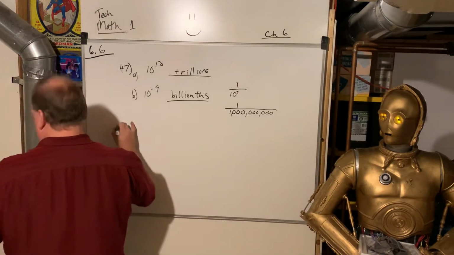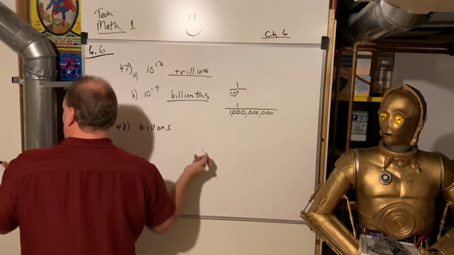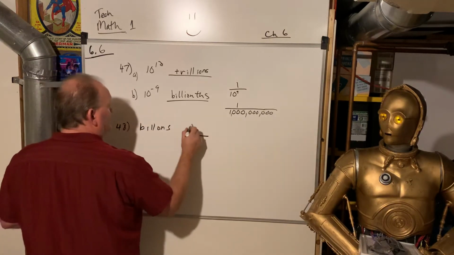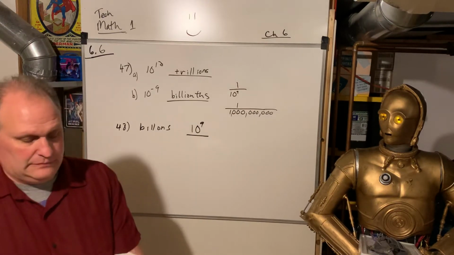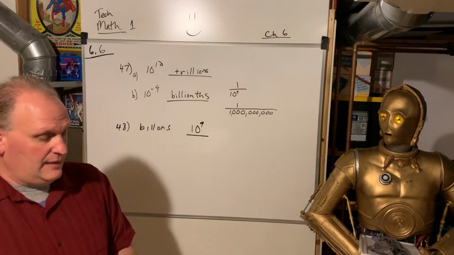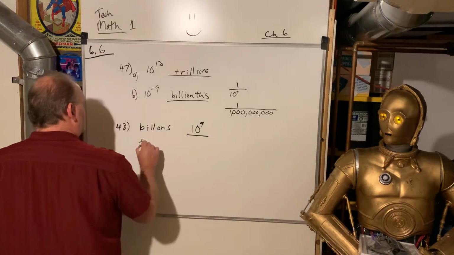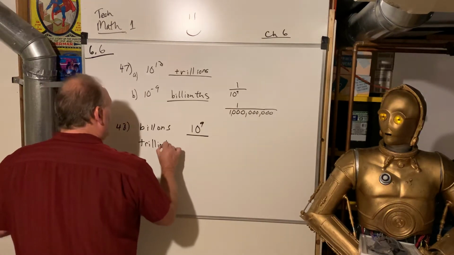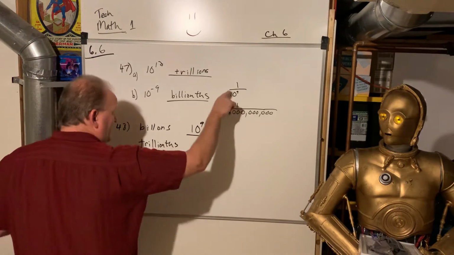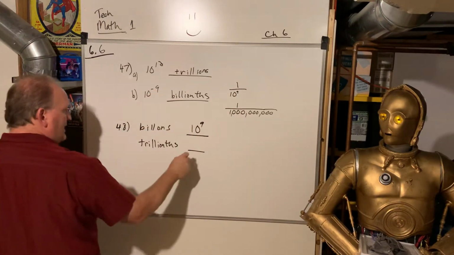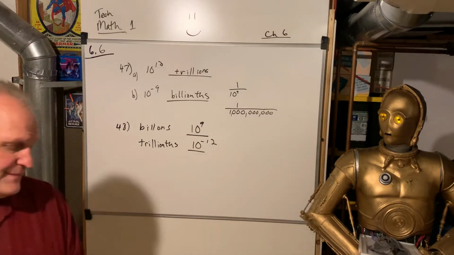Okay, so then we got 48. Billions would be 10 to what power? That would be 10 to the 9th power would be billions, right? And then trillionths. That means they want it on the bottom. So trillions would be 10 to the 12th. But if we want it on the bottom, remember negative exponents move it down to the bottom. So just 10 to the negative 12th.